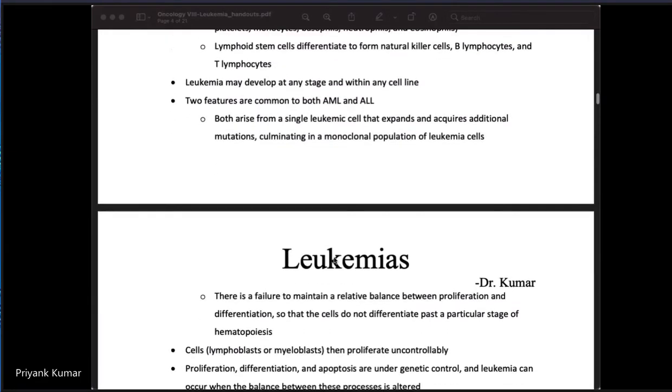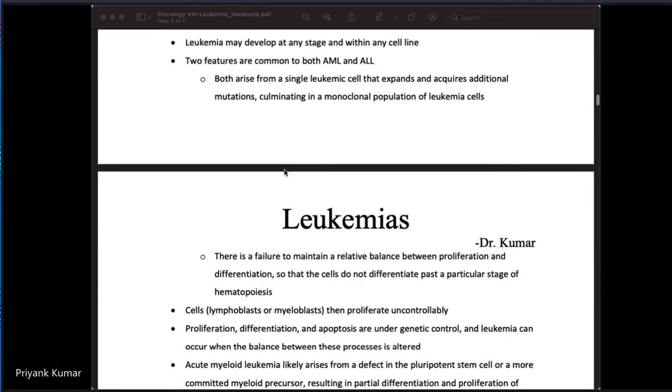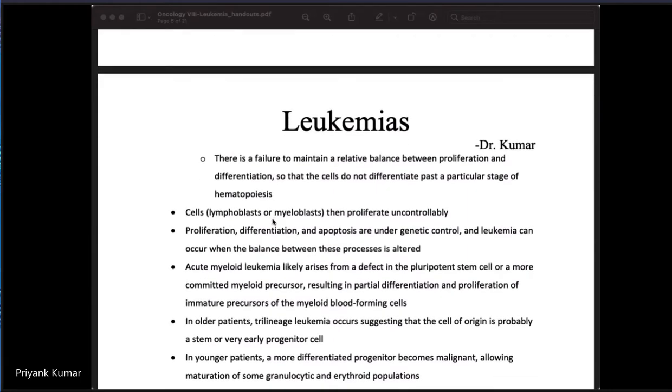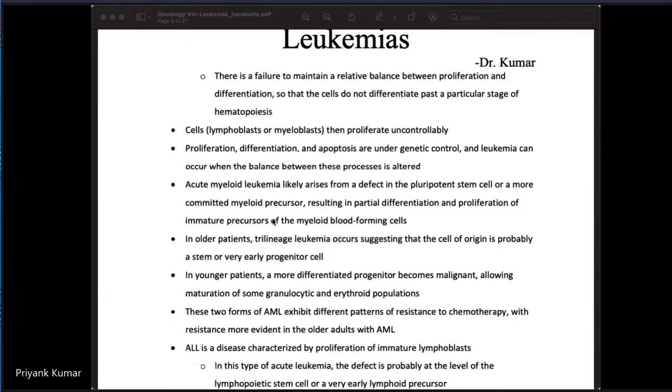Two features are common to both AML and ALL. First, they arise from a single leukemic cell. That means all it takes is a mutation in one cell, and then the proliferation will happen, and the transformed cells will replace the normal cells. And there is a failure to maintain a relative balance between proliferation and differentiation.